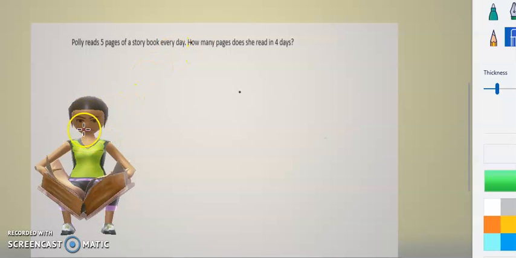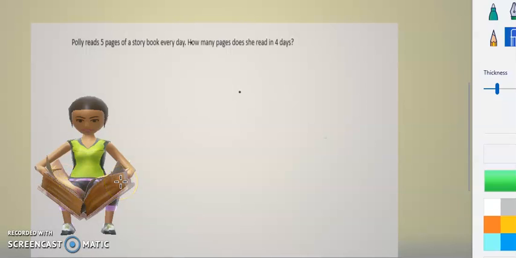Here I have Polly. She's a girl. She has a book in her hand. If we look at this book, it has a lot of pages. If I was supposed to guess how many pages are in this book, I would say maybe about 200 pages are in this book, right? If you look at it, it's a huge book.